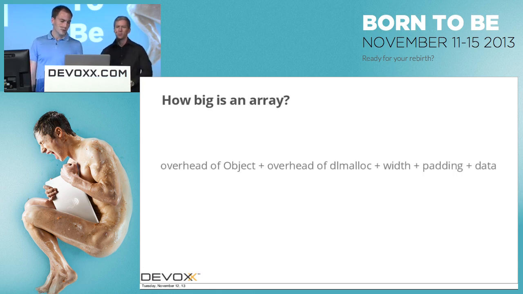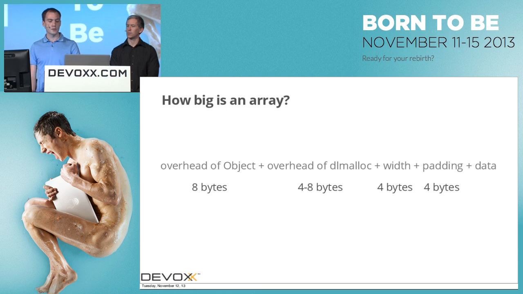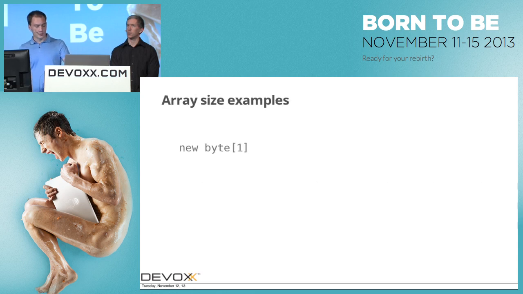Arrays are a little bit different. You have the same type of overhead for the Dalvik object. You have the data and the overhead of dlmalloc. And there's also the width of the array to be able to do bounds checking and some padding. So the width and the padding add an extra 8 bytes to the size of an array, and it must be 8-byte aligned as well.